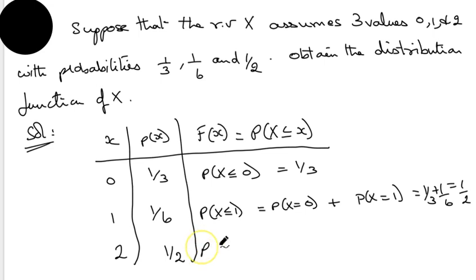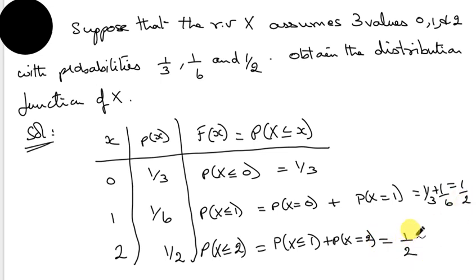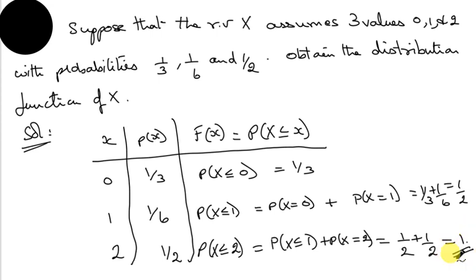Next, I have the probability of X less than or equal to 2. So this is nothing but the probability of X less than or equal to 1 plus the probability of X equal to 2. So from the previous step we have half. That half plus this half value equals 1. So always this is your checkpoint. The final value when you find your distribution function, the last value should be 1. If you are not getting 1, it means that you have made a mistake somewhere. So you need to recheck.